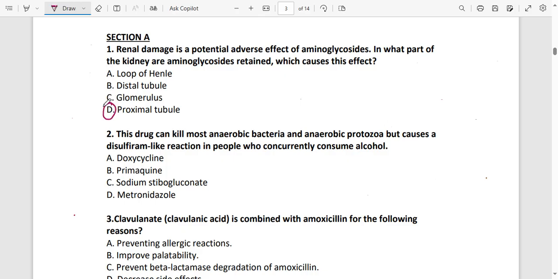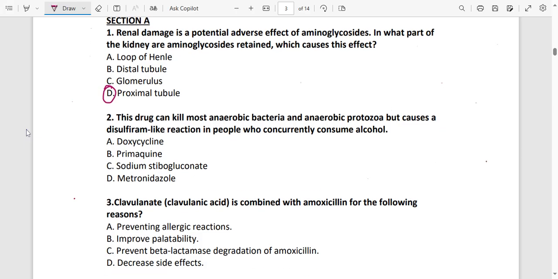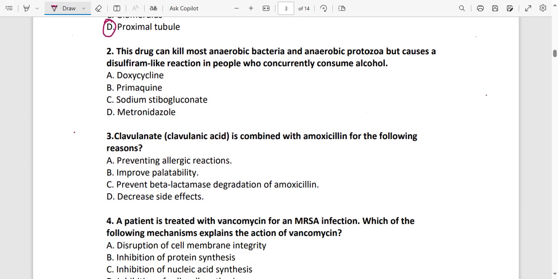Thank you so much. So in the proximal tubules, that's where aminoglycosides are retained. This drug can kill most anaerobic bacteria and anaerobic protozoa, but causes a disulfiram-like reaction in people who concurrently consume alcohol. Which drug is associated with disulfiram-like reaction? Anyone? Metronidazole. Thank you so much.